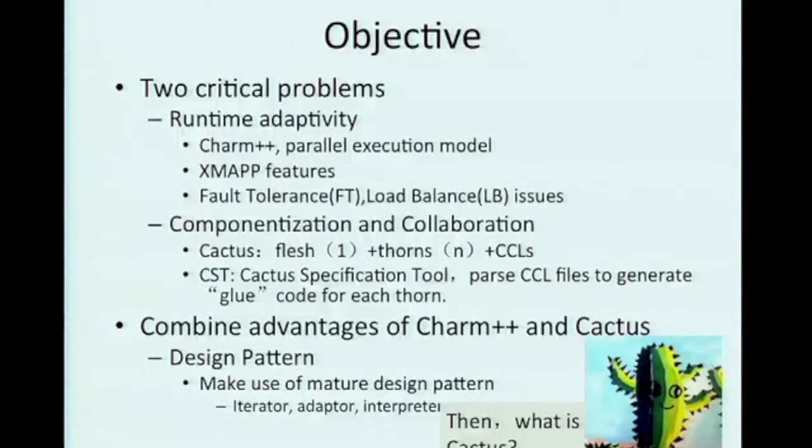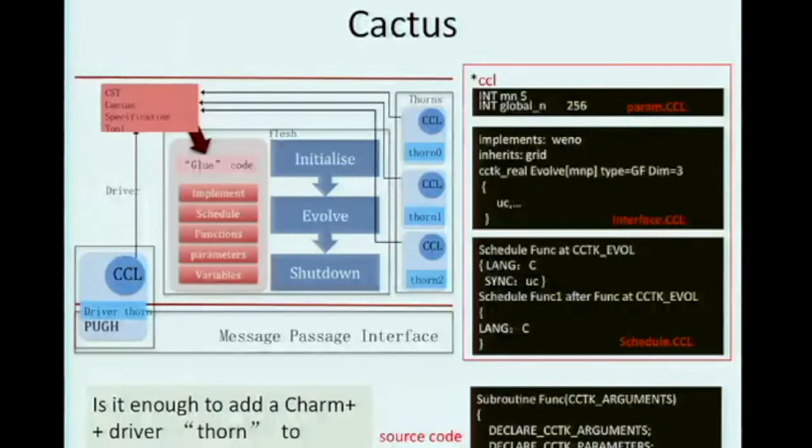Those of you who haven't used Cactus may wonder, what does Cactus look like? As the name suggests, there is one flesh and several thorns in it. And in each thorn, there are source code and CCL files. And there is a special thorn called the driver thorn. It can provide parallel support. And in the flesh, the main function is located, and the main function can never be modified by any user, which is the key reason why Cactus supports collaboration. And all of this is built on MPI.